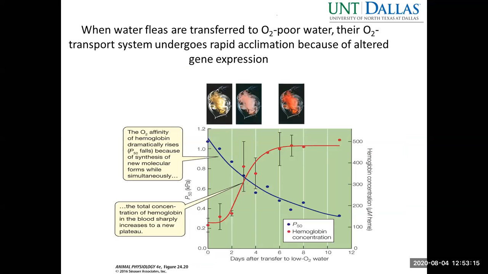When water fleas are transferred to an oxygen-poor environment, their oxygen transport system undergoes rapid acclimation because of altered gene expression. How that happens is that the water fleas, Daphnia magna, had been living in water and were transferred at time zero to water in which the oxygen partial pressure was only 15% as high. The composition and concentration of their blood hemoglobin were then monitored for 11 days.